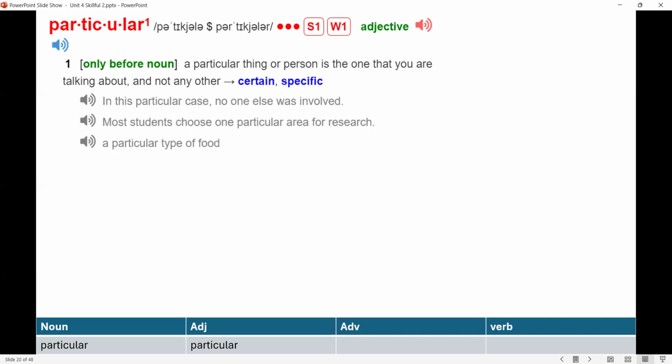Particular. Particular means specific. A particular thing or person is the one that you are talking about and not any other. In this particular case, no one else was involved. Most students choose one particular area for research, a particular type of food.